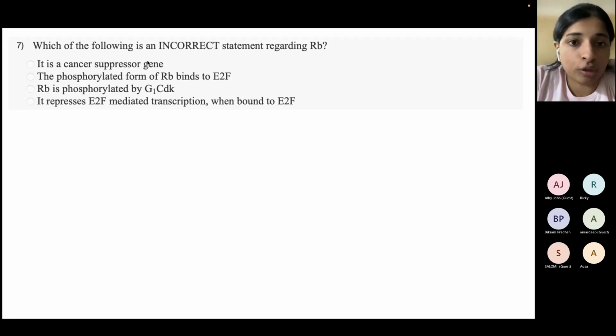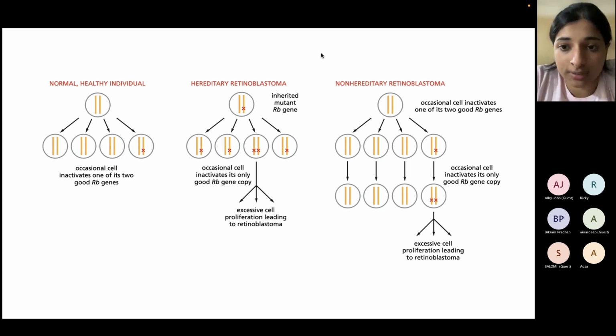Next question is, which of the following is incorrect regarding RB gene? RB gene we've again seen is the gene that is responsible for retinoblastoma, which is a type of cancer. So if it's a healthy individual, even if the individual has a mutation in one copy of the gene, then the individual is fine. They do not develop cancer.